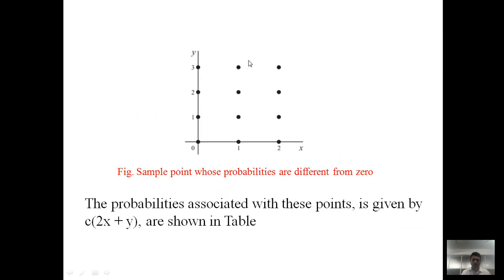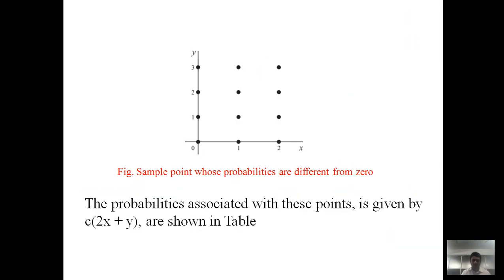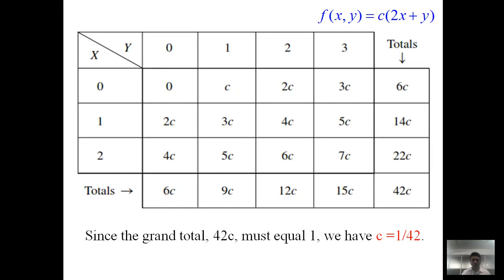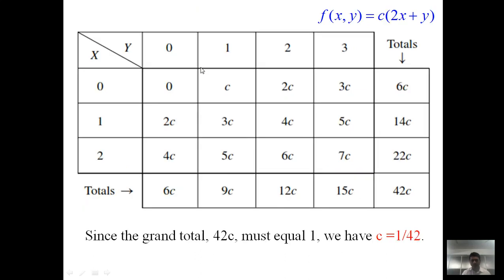And now we have to write all these sample points in a table. So x is 0, 1 and 2, and we write it as the first column: 0, 1, 2. Now y is 0, 1, 2 and 3, so we write it as the first row: 0, 1, 2 and 3.